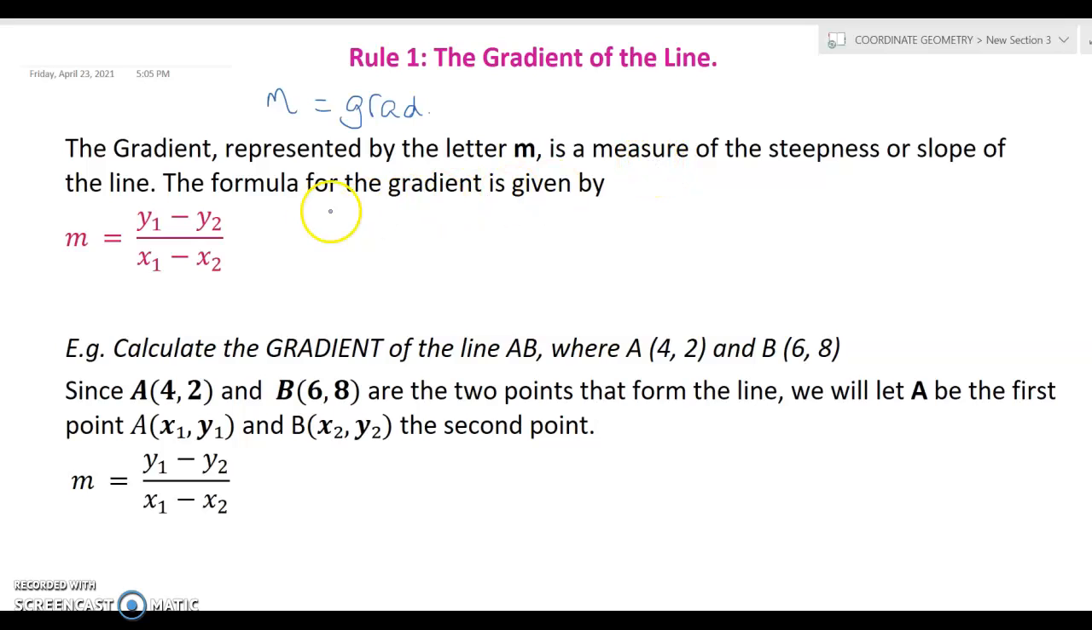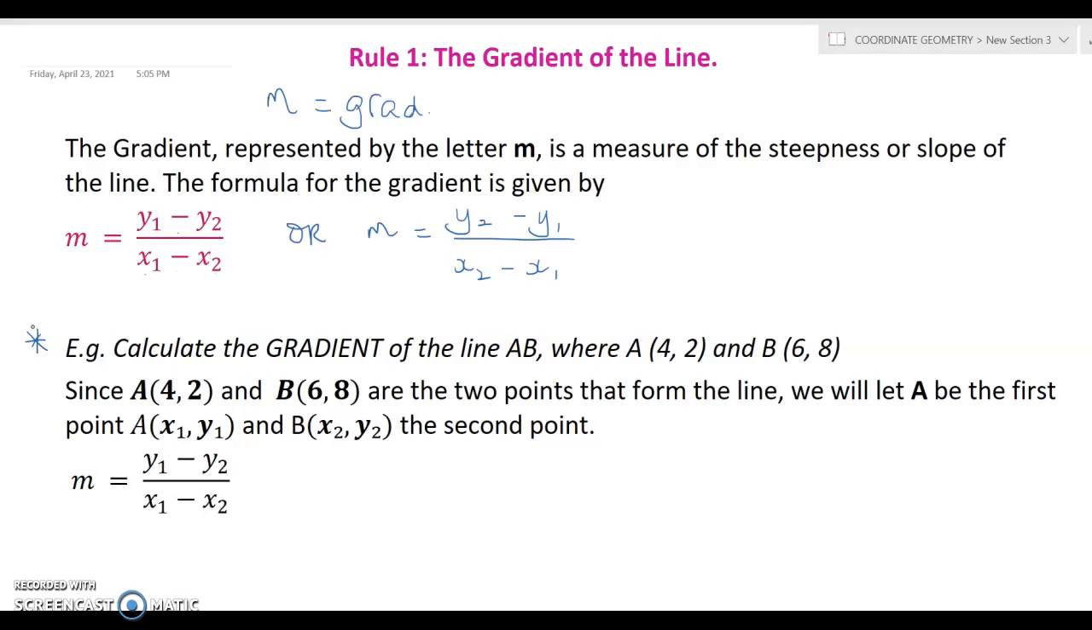So to find the gradient of a line, it's y1 take away y2 all over x1 take away x2. Or sometimes some people use this formula, y2 take away y1 all over x2 take away x1, right? We will be using the y1, y2, x1, x2, right? Now, let's look at this example here to see how we really apply this formula.